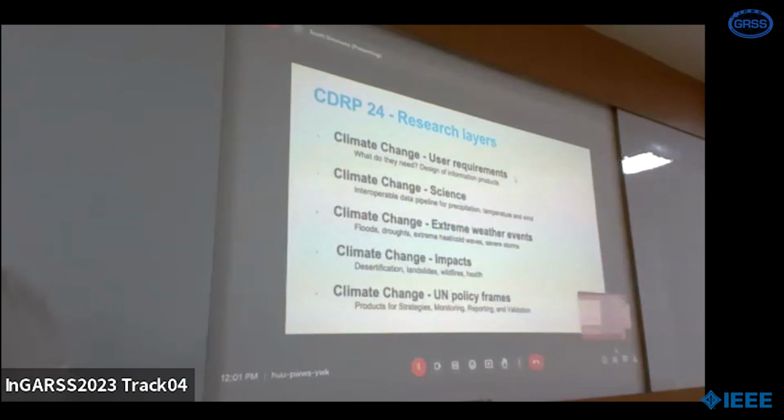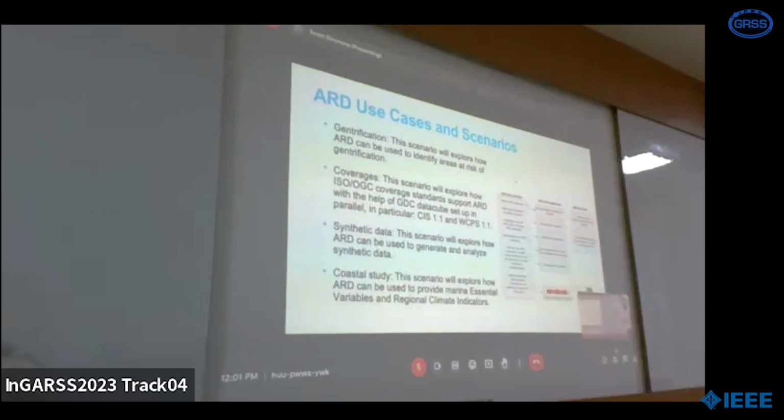And then finally, what data might we need to support strategic addressing of climate change impact, monitoring, reporting, and validation of climate change impact to society? And so those layers of research will be reflected in layers of services and analysis-ready data and persistent demonstrator. In all of those instances, we're trying to drive use cases and scenarios for ARD.